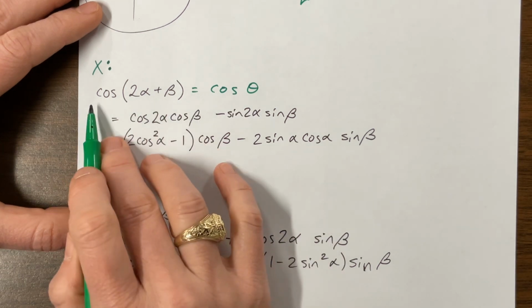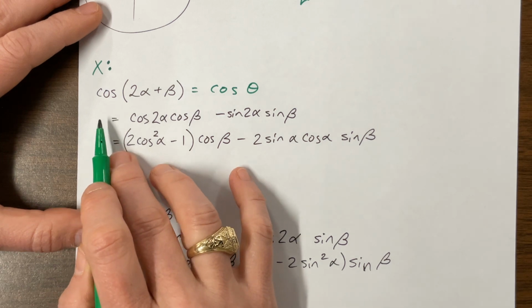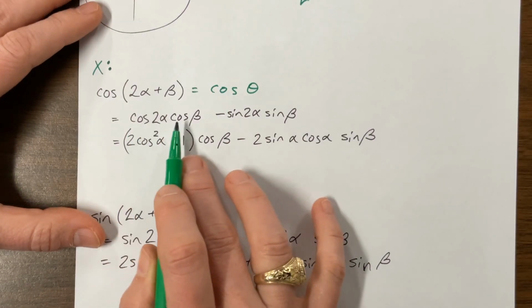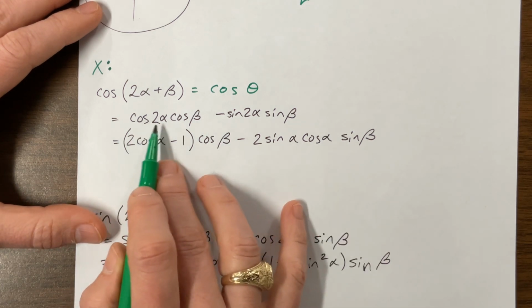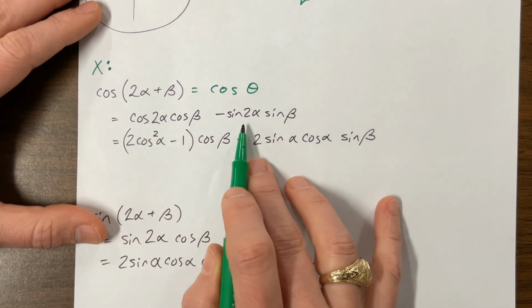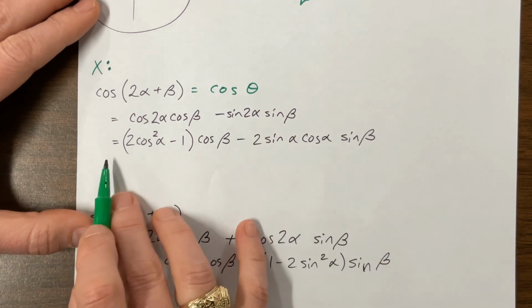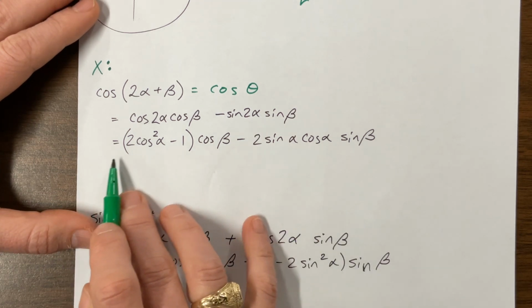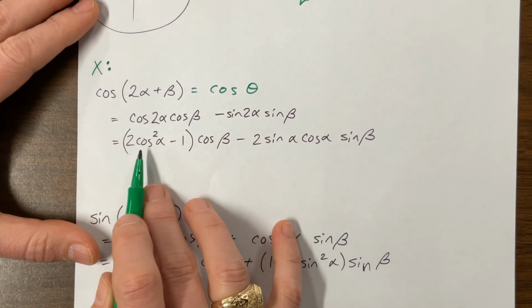Then I said, well, the cosine sum and difference is cosine cosine, sine sine with the opposite sign. And then I realized, I don't know anything about cosine of 2 alpha or sine of 2 alpha, but I have formulas for those. I decided to use one of them, and I don't think it really matters which one I use here.